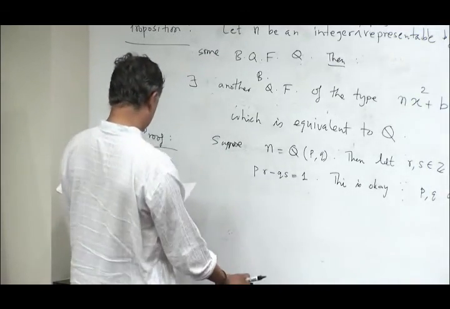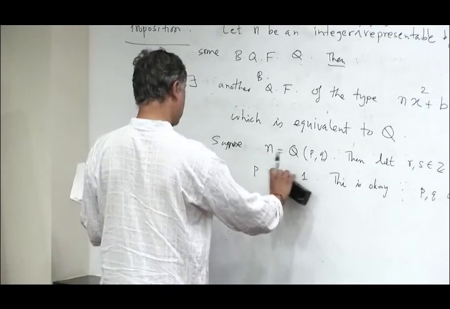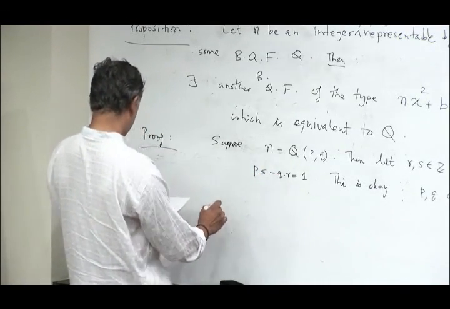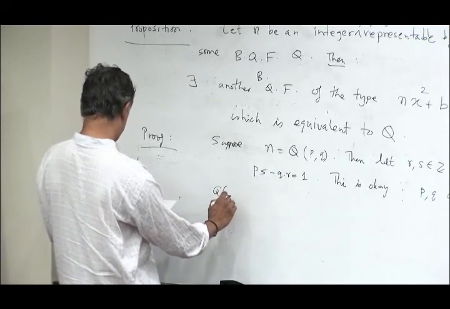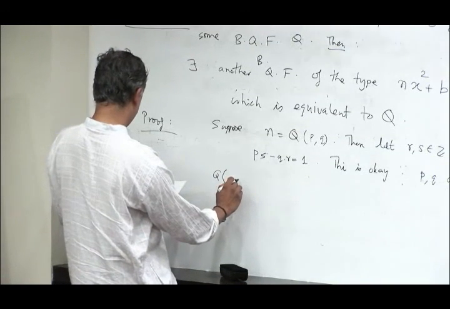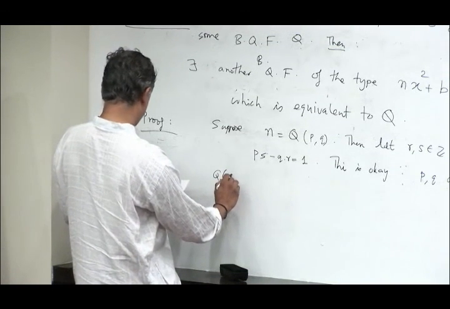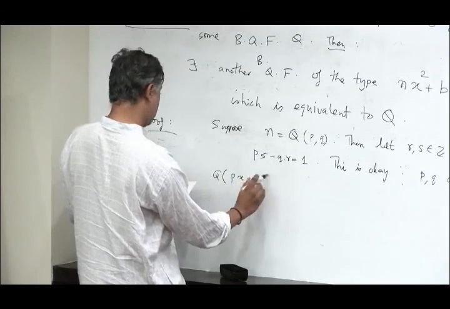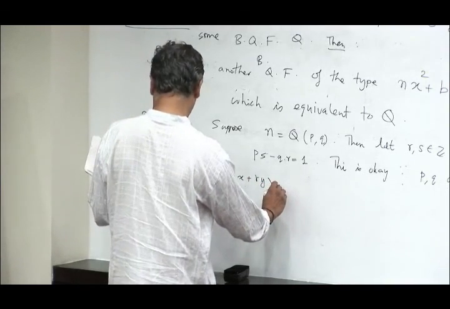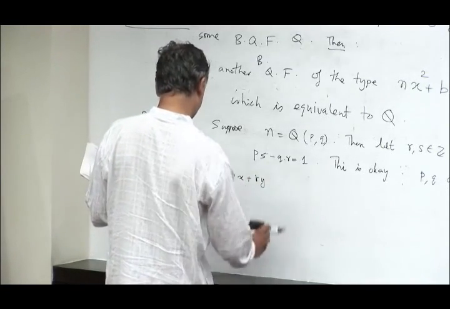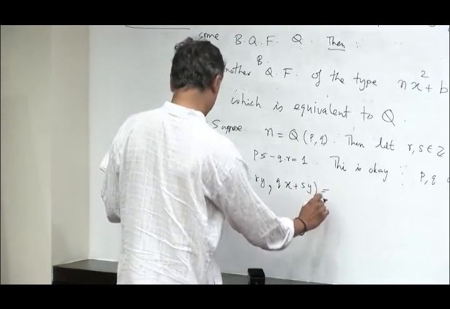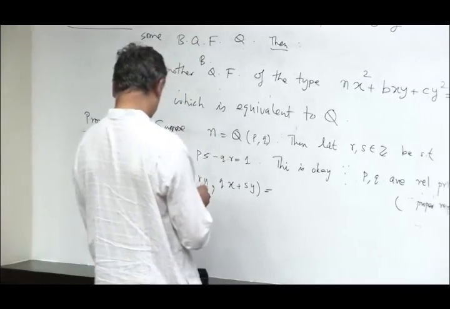So I did not say it right. Let me just use this. PS minus QR equal to 1, and then it will turn out that Q of PX plus RY, QX plus SY. If you write it, let's just write this guy.